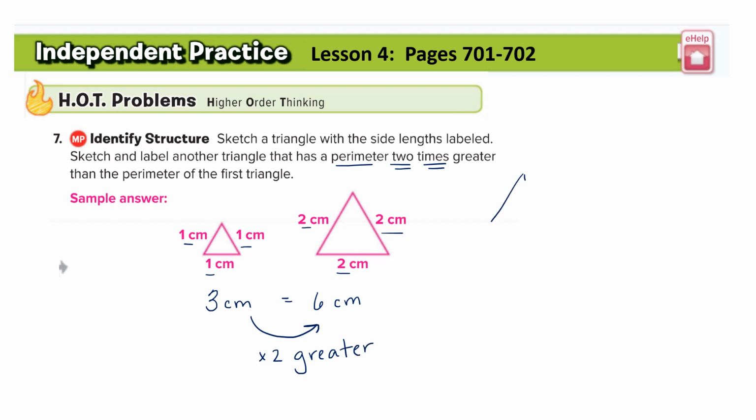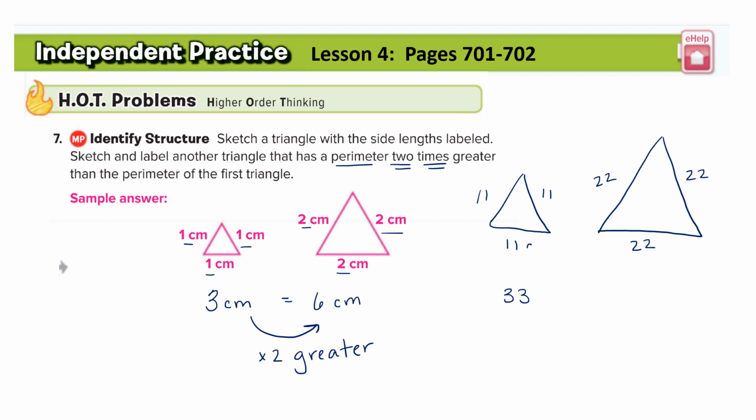But really, whatever triangle you drew, as long as the side lengths are 2 times greater, so this would be 33, let's say it was centimeters, and this is 66 centimeters. Sorry, this should have been an arrow. That would be 2 times greater.